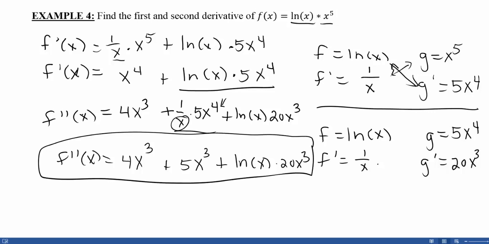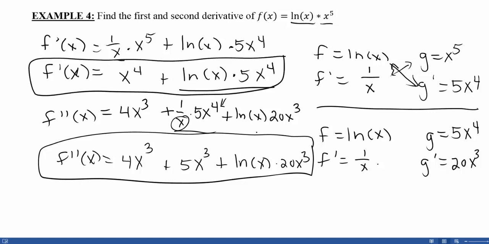So again, I was able to find my first derivative using the product rule, and then I was able to get to my second derivative using the product rule again for that second term. Let's try another example.